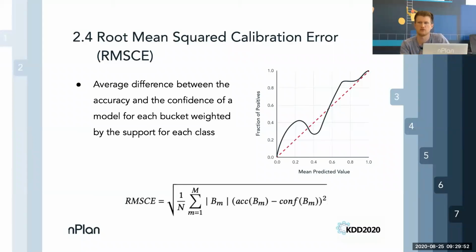Again, this serves to move all points towards our perfectly calibrated line, and penalizes small deviations a lot less than a single large deviation.